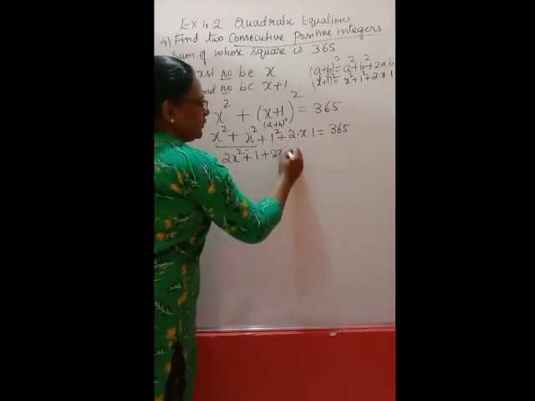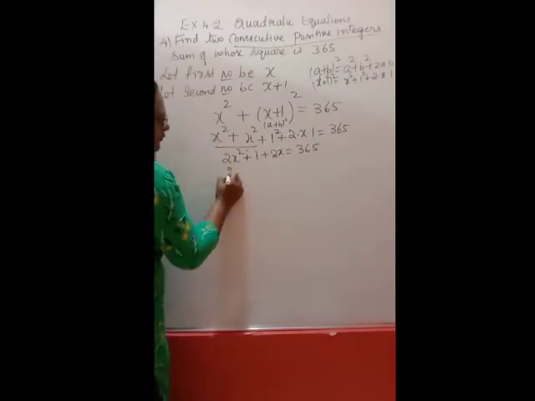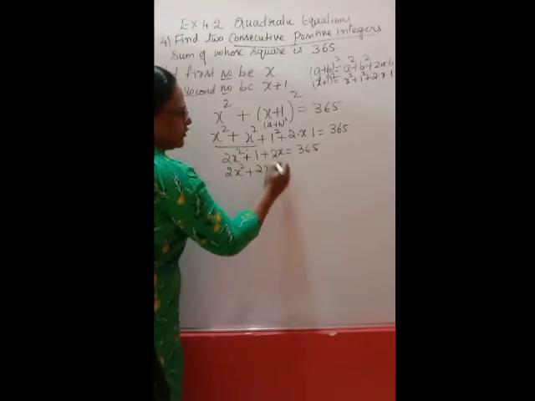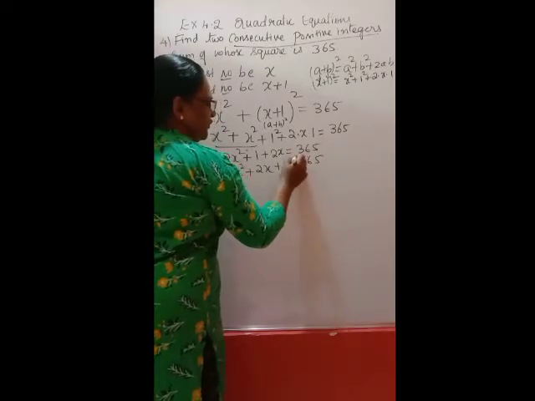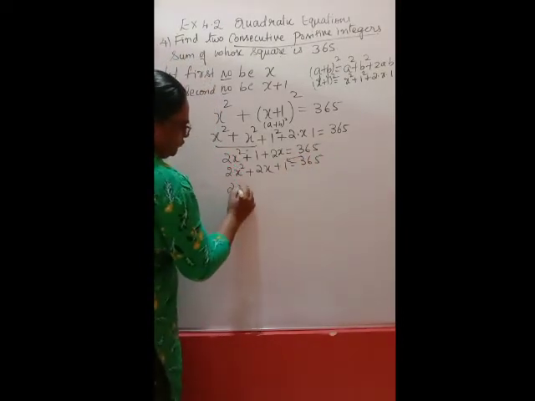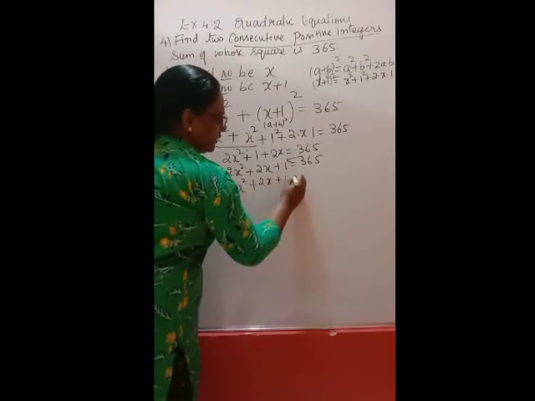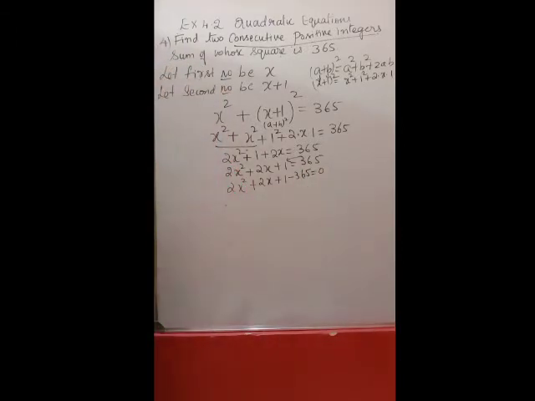2x is equal to 365. Now let me arrange. 2x square, next the x term I will write, next the constant term is equal to 365. Now I will shift 365 to this side. That gives you 2x square plus 2x plus 1 minus 365 is equal to 0.